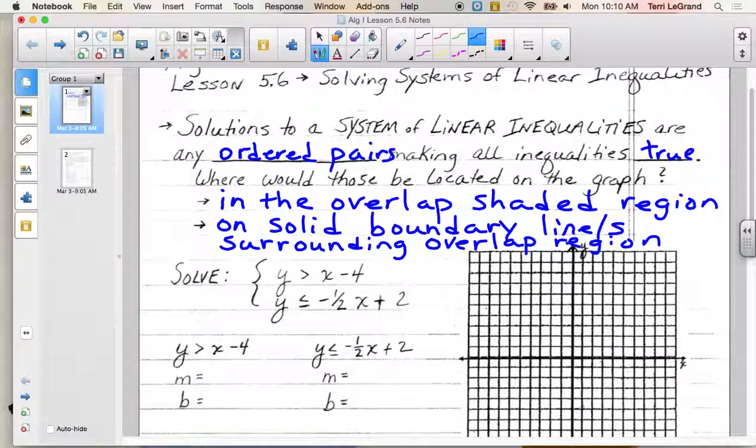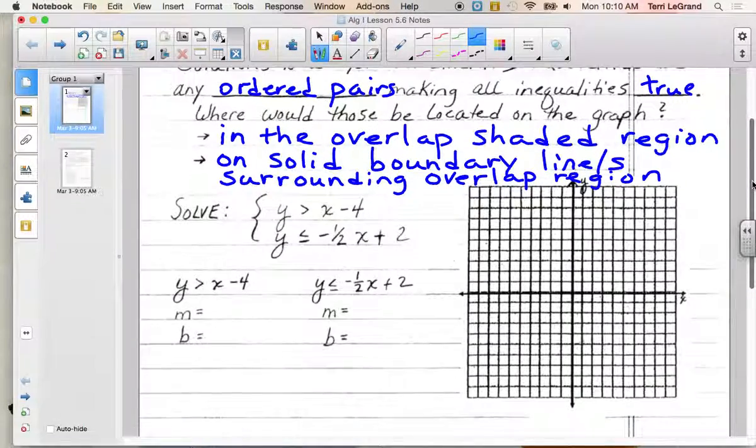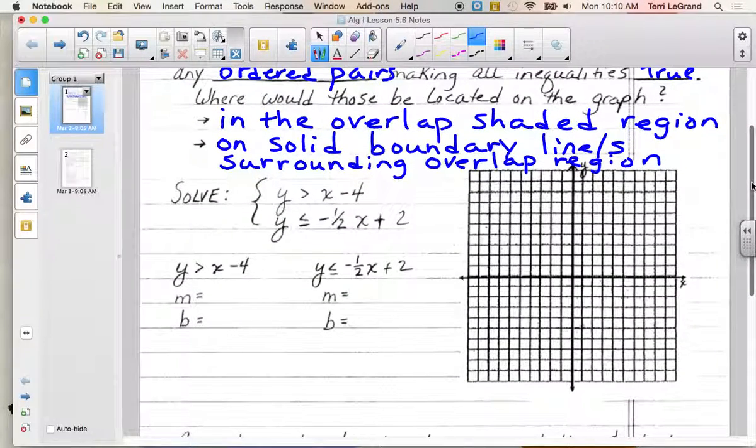So we have two different spots we can look for solutions for our system of linear inequalities. From the shading, where did the shading overlap? And then if there are any solid boundary lines, if they are surrounding, part of that overlap region, then we could say that ordered pairs on them are also solutions.